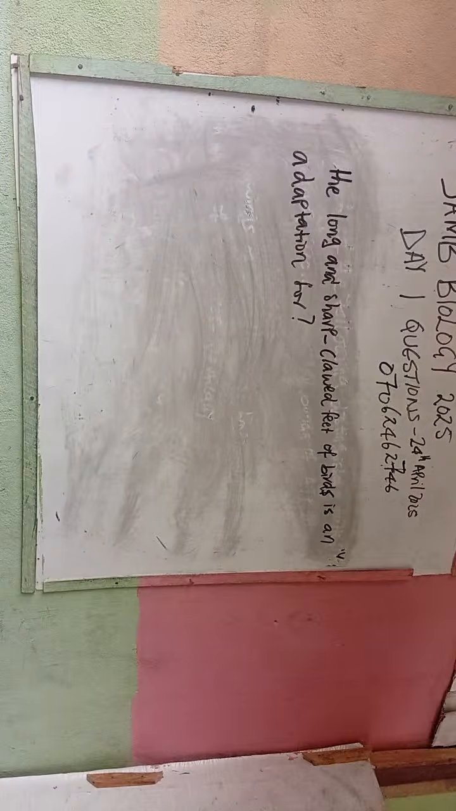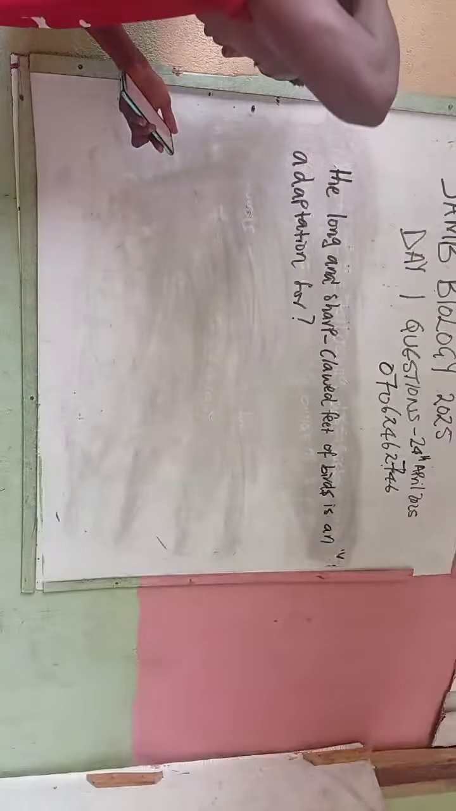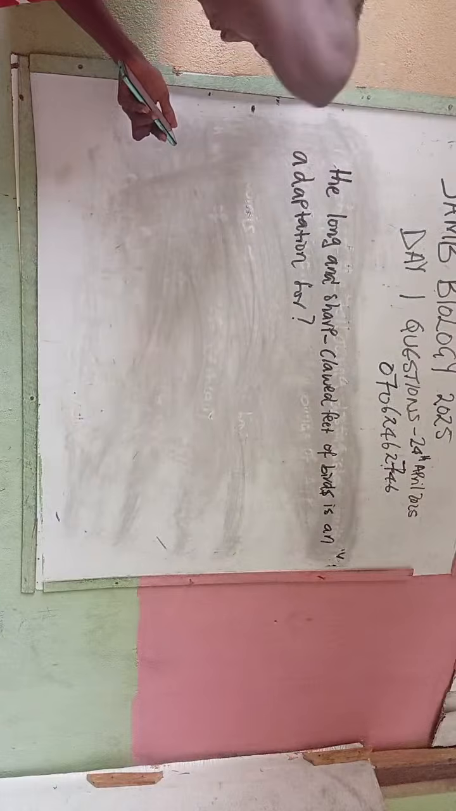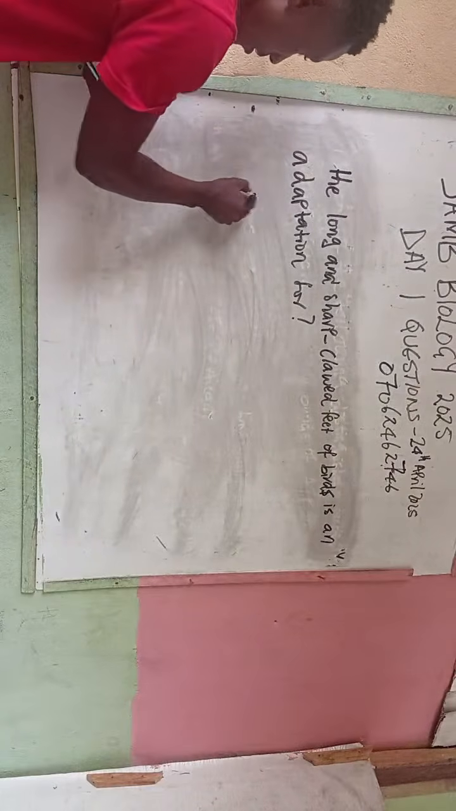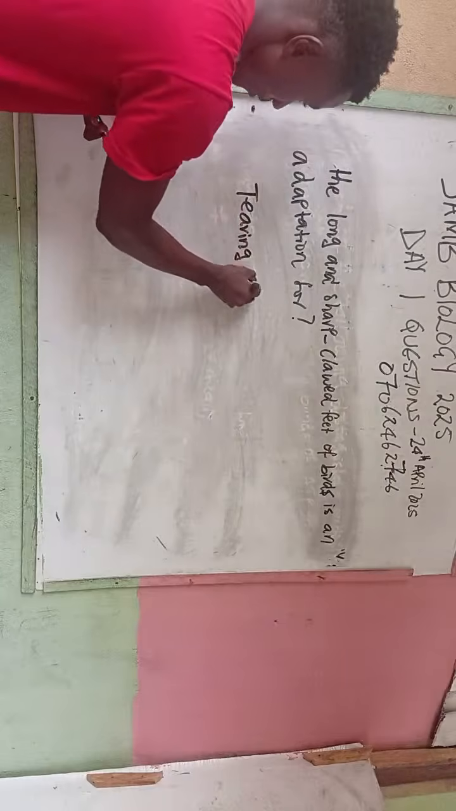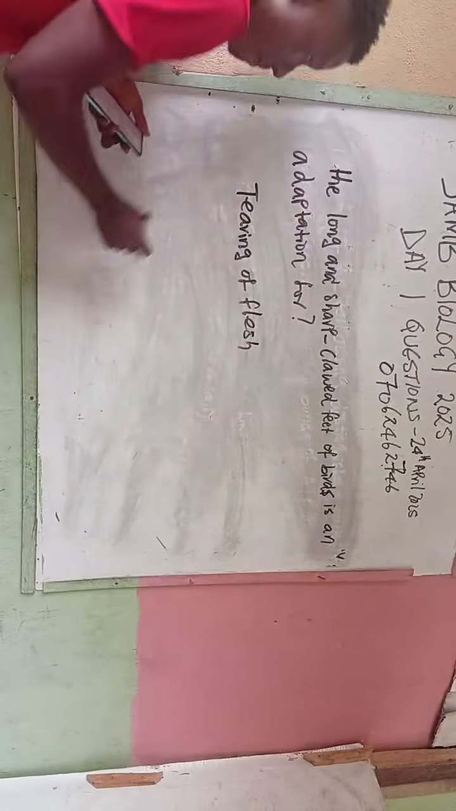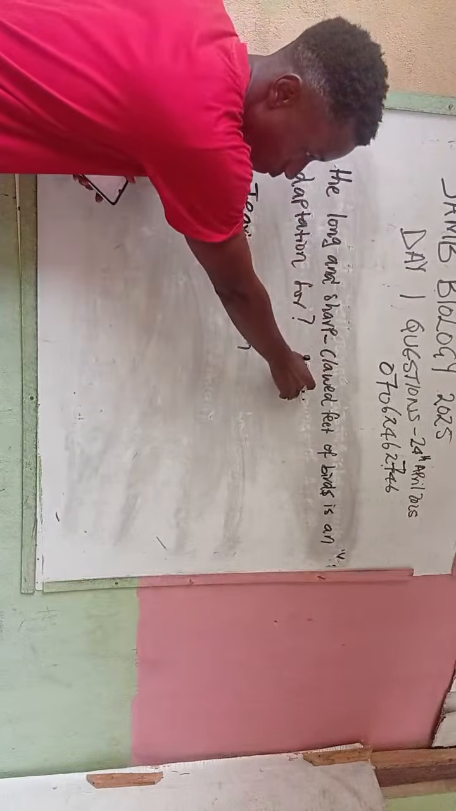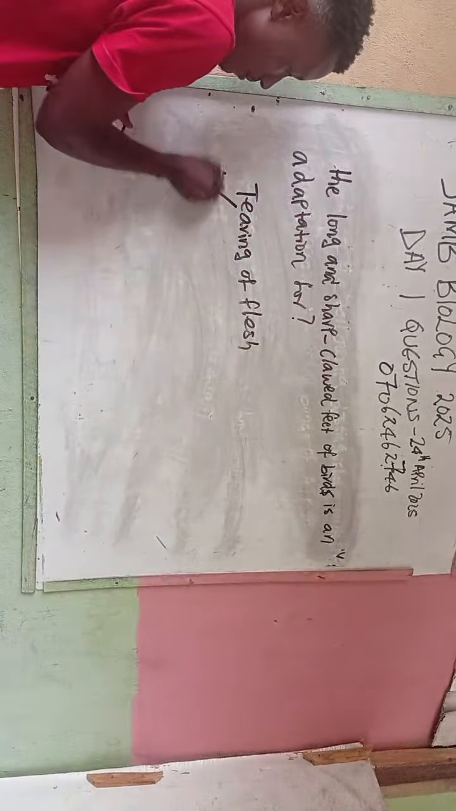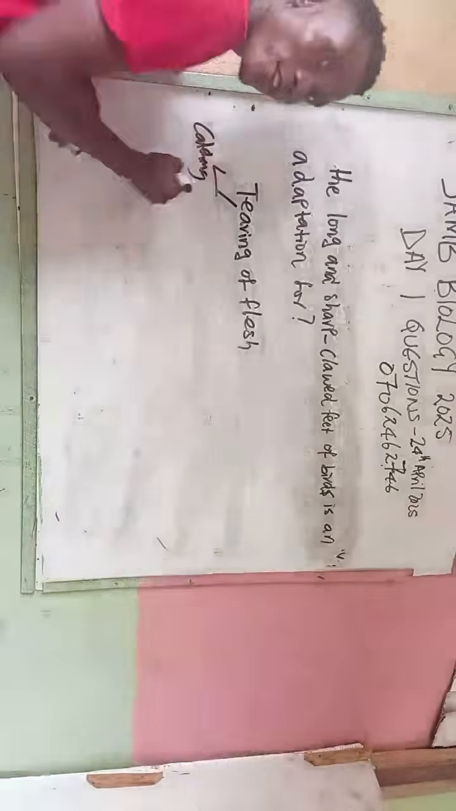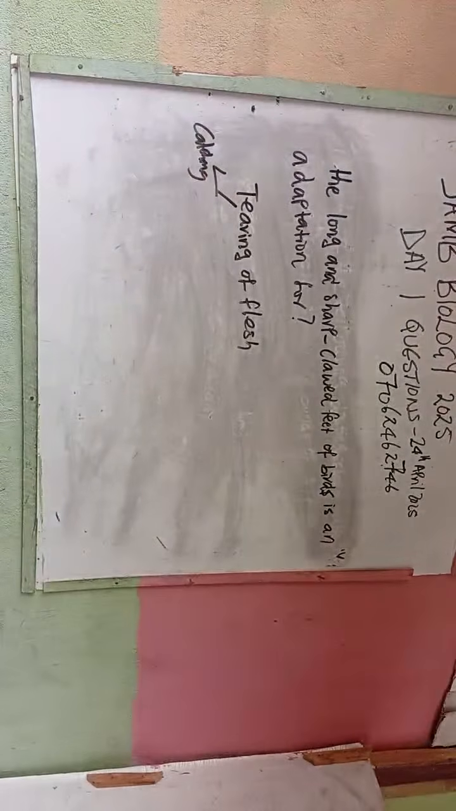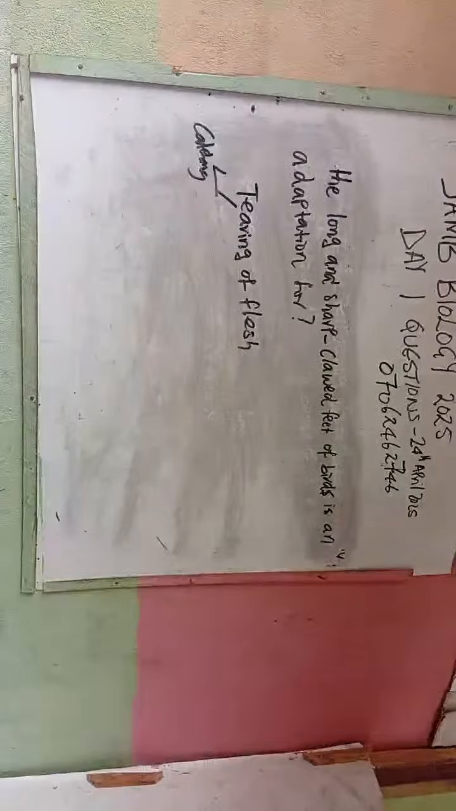But the answer that was sent to me is the tearing of flesh. Basically, the long and sharp clawed feet of birds is an adaptation for catching and tearing of flesh. Although I don't have the options here, I have the answer that is C, which is tearing of flesh. So I believe it's about the catching and tearing of flesh.